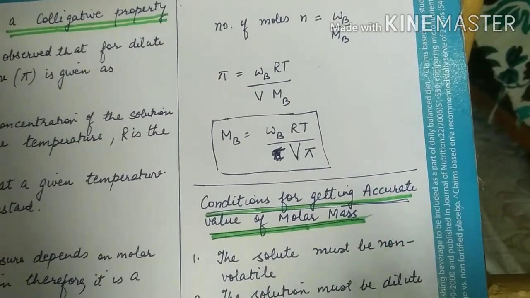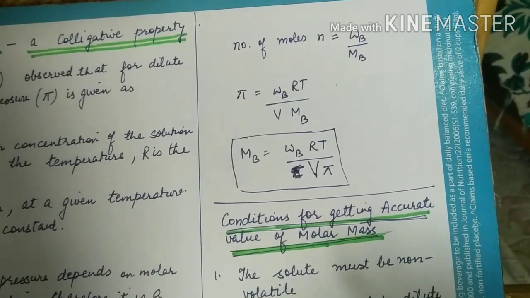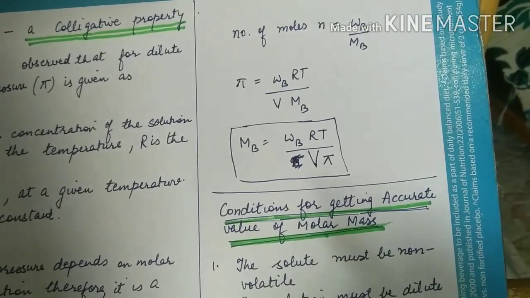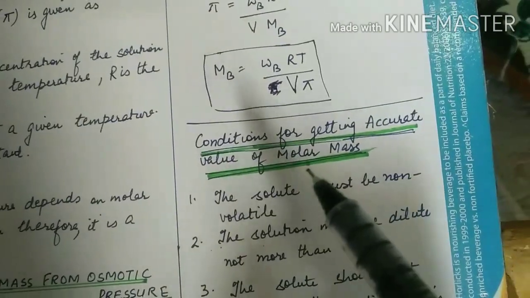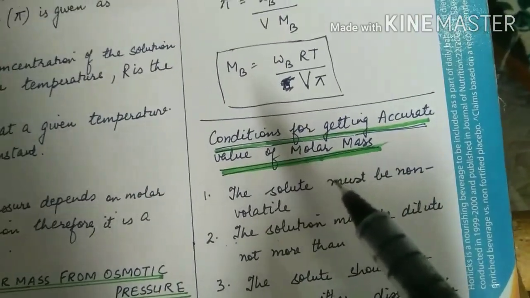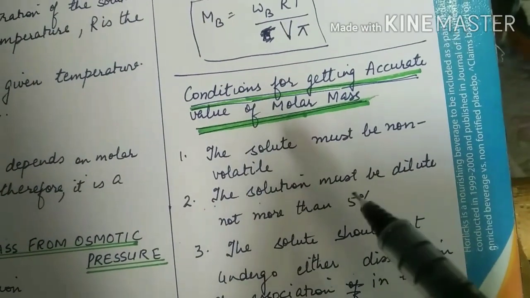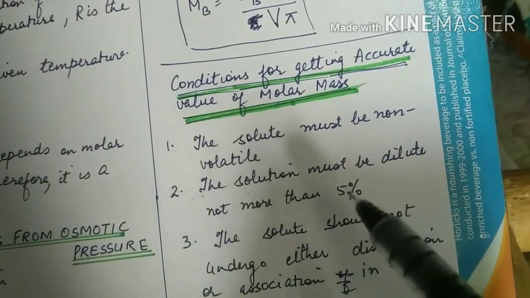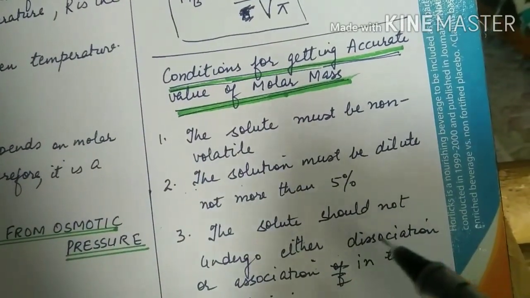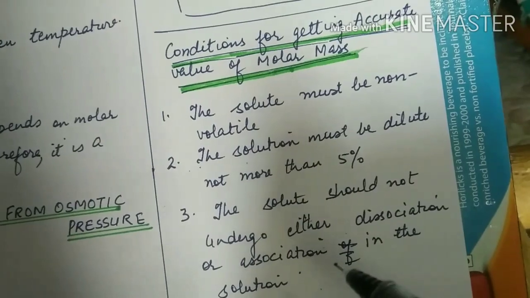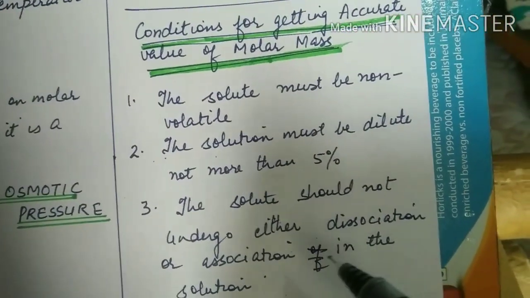Now we have done 4 colligative properties, and we can measure the molar mass of a solute using these colligative properties, but we get accurate values only if the following conditions are satisfied. Number 1, the solute must be non-volatile. The solution must be dilute, that is, its concentration should not be more than 5%, and the solute should neither undergo dissociation nor association in the solution, because the number of particles changes if these processes occur.